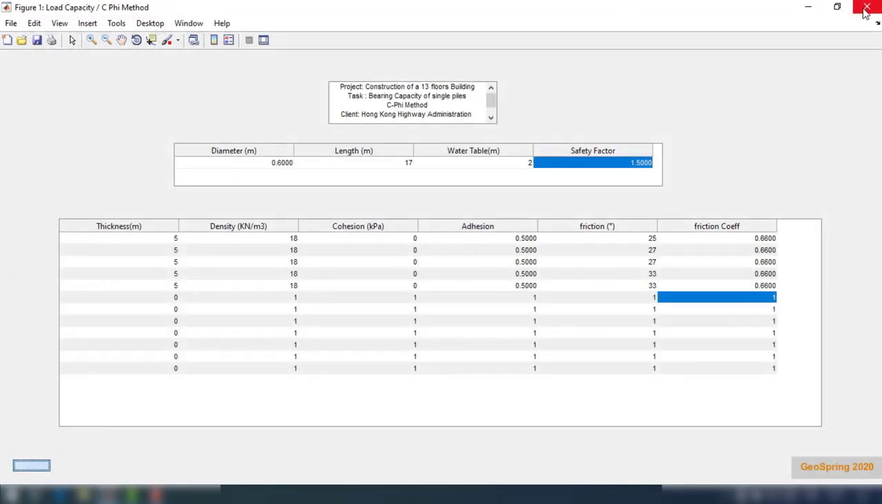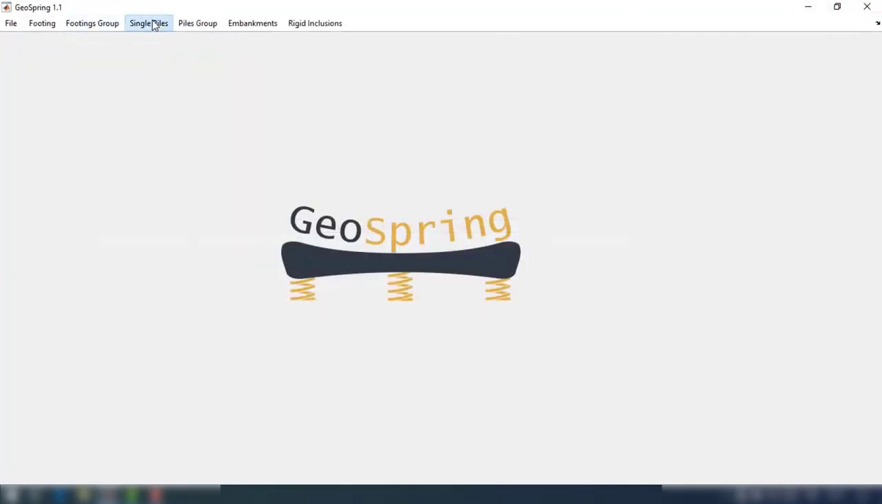Let us move right now to the estimation of the bearing capacity by means of pressuremeter data. In the pressuremeter method you have 3 codes to estimate the bearing capacity of single piles. You have the DTU 13.2, the Fascicule 62, and the Eurocode 7. Let us say that we'll estimate the bearing capacity with DTU.